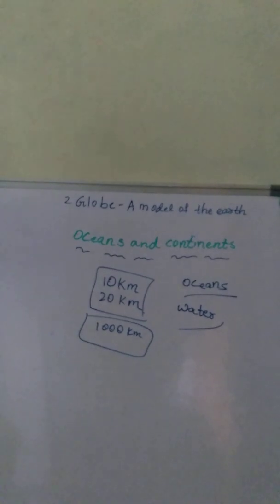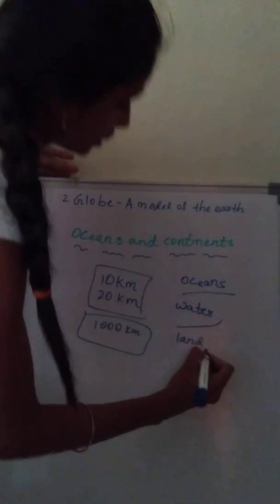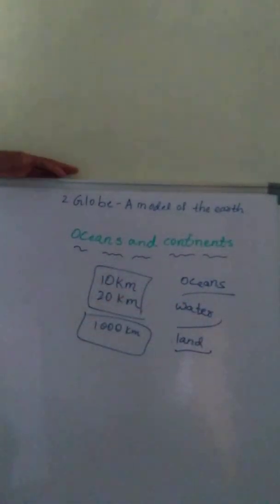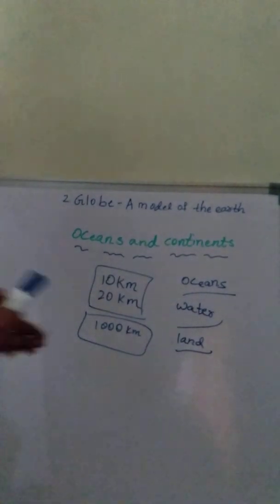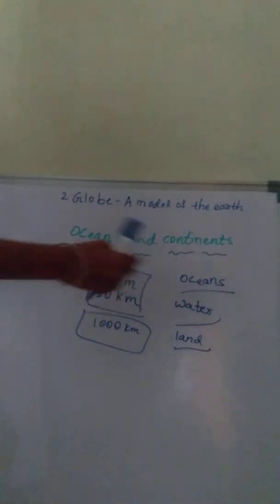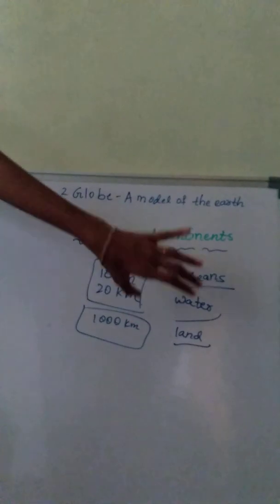We can live on the land. On the land, we can get water, fruits, vegetables, and many other things. But in water, we cannot get all these things. That's why we cannot live in the ocean or in the water. We can only live on the land.